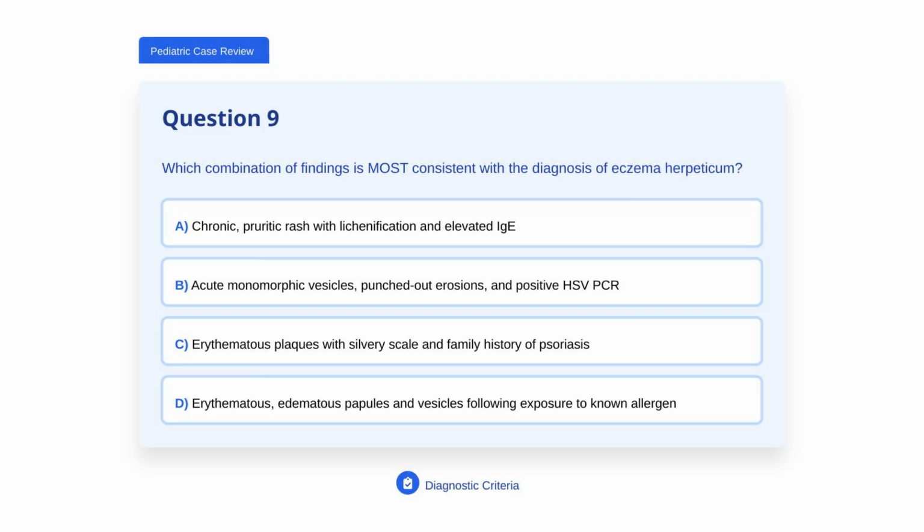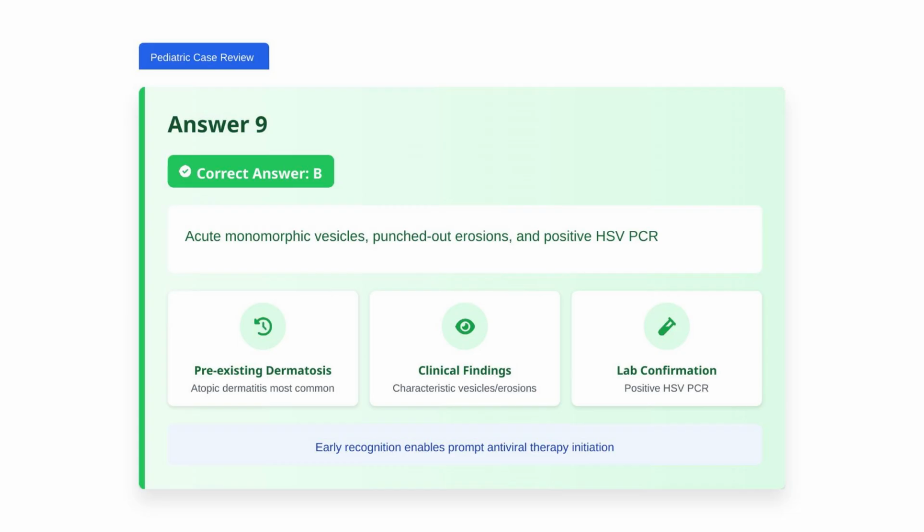Which combination of findings is most consistent with the diagnosis of eczema herpeticum? Is it chronic, pruritic rash with lichenification and elevated immunoglobulin E, acute monomorphic vesicles, punched-out erosions, and positive herpes simplex virus PCR, erythematous plaques with silvery scale and family history of psoriasis, or erythematous, edematous papules and vesicles following exposure to known allergen? The correct answer is B.